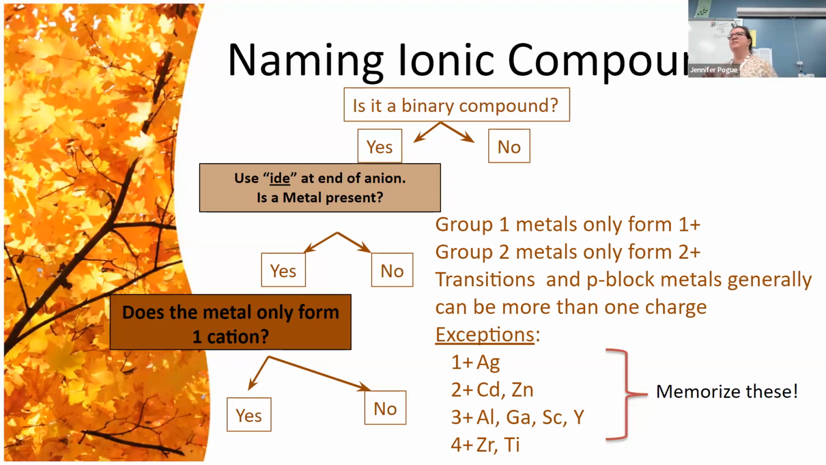Zirconium and titanium, +4. Now, depending on which book you're looking at, some change the list slightly. I'm using the one from our reference, OpenStax. These are the ones that they say are only going to form this cation. And your teachers may say, oh, no, I want you to learn this one or that one, or change the list, and that's okay. I pulled the list from the textbook. We do have a textbook.